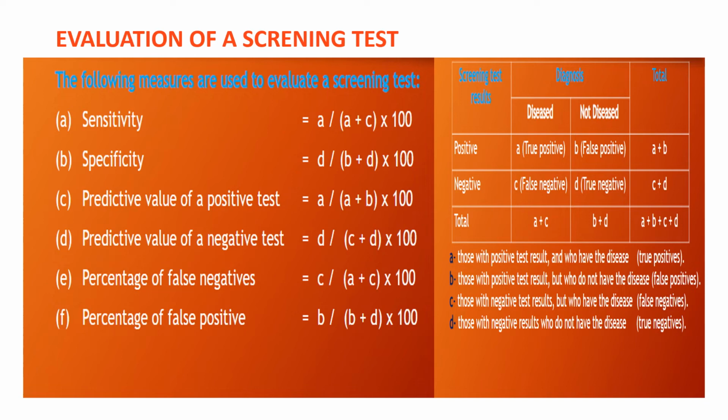If A is true positive, B is false positive cases, C is false negative cases, and D is true negative cases, then sensitivity is A by A plus C multiplied by 100. Specificity is D by B plus D multiplied by 100. Predictive value of a positive test is A by A plus B multiplied by 100. Predictive value of a negative test is D by C plus D multiplied by 100. Percentage of false negatives is C by A plus C multiplied by 100, and percentage of false positives is B by B plus D multiplied by 100.